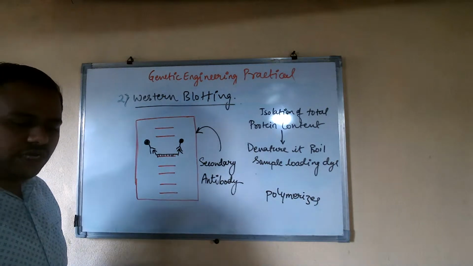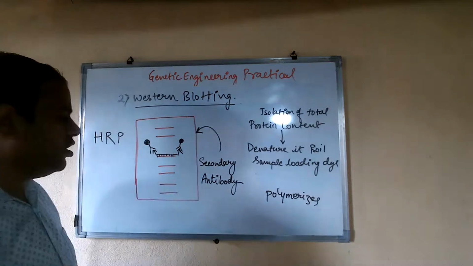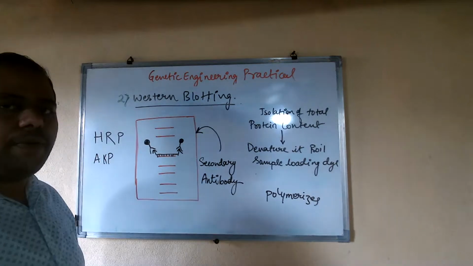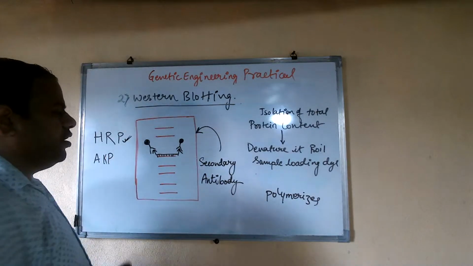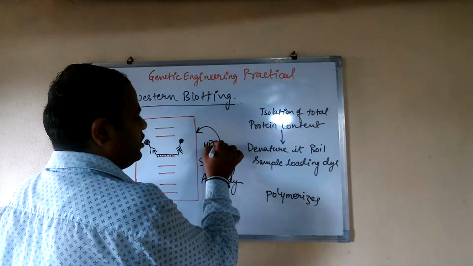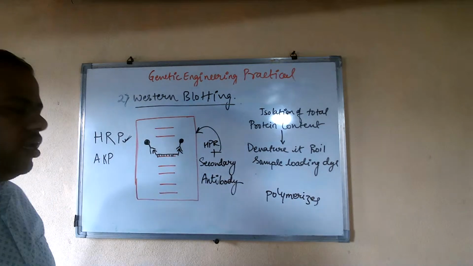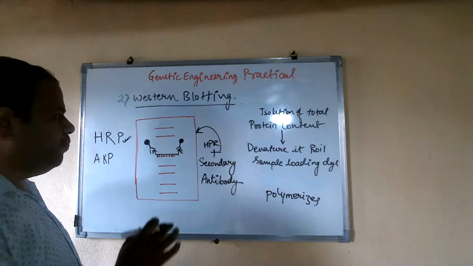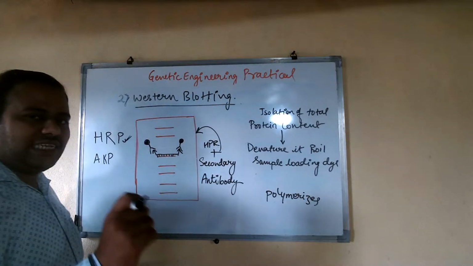The enzyme that is used here is generally HRP, that is horseradish peroxidase, or it can be alkaline phosphatase, AKP. These two enzymes are used here. Suppose we are using the HRP enzyme, that is HRP plus secondary antibody. If the probe molecule has bound to a particular protein here, the primary antibody will bind at this position, and we do the subsequent wash. Then the secondary antibody, labeled with the enzyme, is going to bind at this position, just like we do in ELISA.